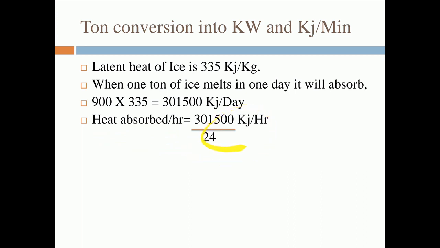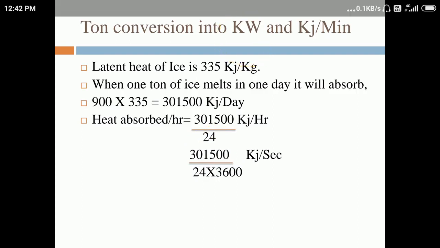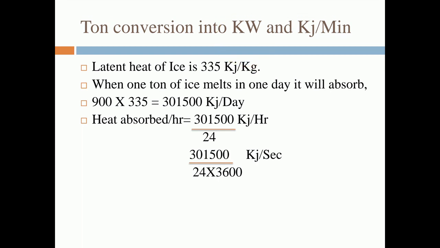So 301500 kilojoule per day divided by 24 hours, because in 1 day we have 24 hours. Now our target is to get the cooling effect in kilowatt. So we have to convert that into kilojoule per second. So 301500 divided by 24 into 3600 gives us the value in kilojoule per second.